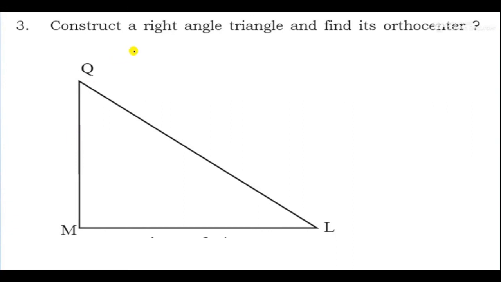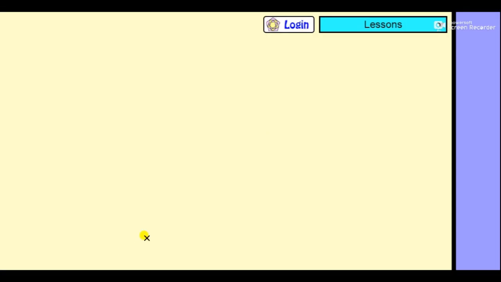Question number 3. Construct a right angle triangle and find its orthocenter. How can we find the orthocenter? First of all, construct a right triangle and draw perpendicular lines from all the vertices on the sides. These are the vertices; from all the vertices, draw a perpendicular line on all the sides. So let us watch how to find the orthocenter of the triangle. First of all, draw a right angle triangle.